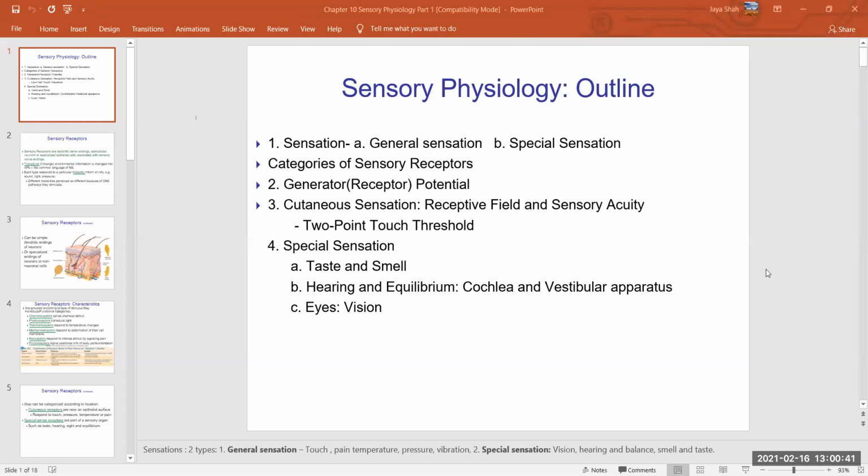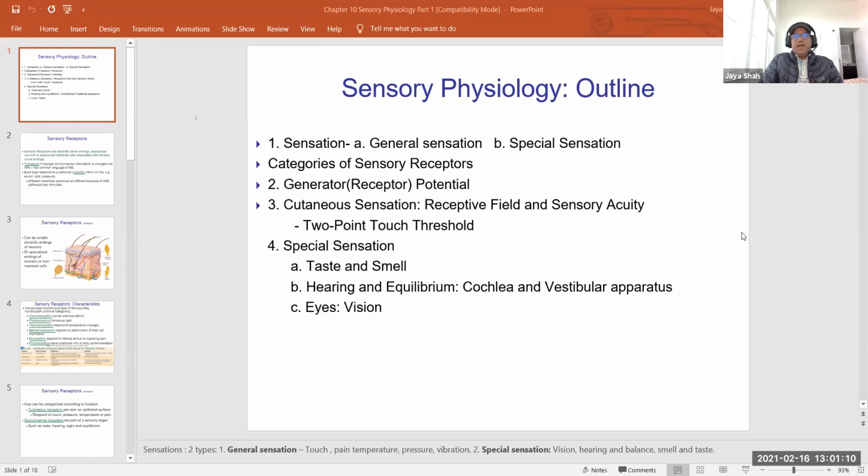Hey guys, good afternoon. We're going to start chapter 10 today, and chapter 10 is sensory physiology. We will have two parts of chapter 10: part 1 today, and on Thursday we're going to do part 2. Today we will talk all about general sensation, and on Thursday we will talk about spatial sensation.